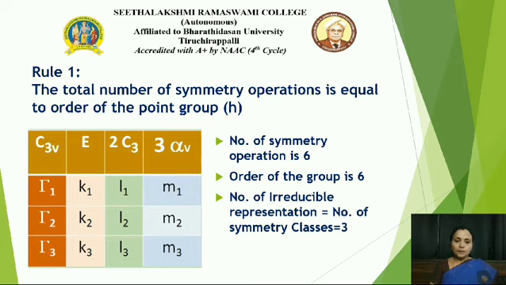This is the C3V point group. By applying rule 1 for the C3V point group, E is the identity element, 2 C3 and 3 sigma V are called the symmetry operations, which is equal to 6. 1 plus 2 plus 3 equal to 6. The order of the group is also 6. As the number of symmetry operations is 6, the order of this group is 6. And gamma 1, gamma 2 and gamma 3 are called the irreducible representations.